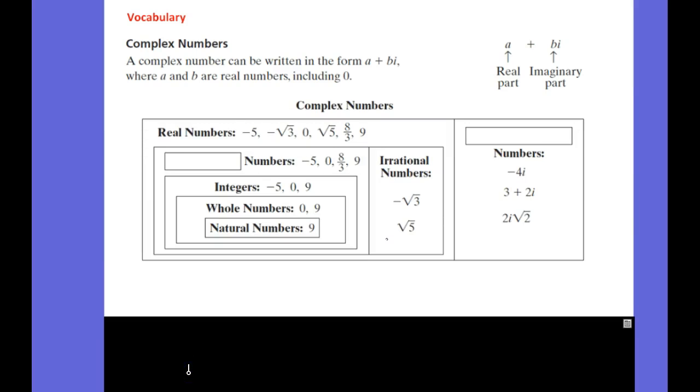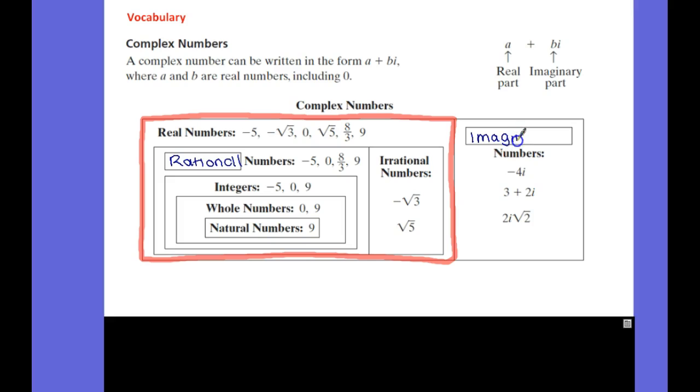So the complex number system, here's our old real number system over here. This is what we used to know. This is what we talked about in chapter 1. We talked about the real numbers, and then we had the rational numbers and the irrational numbers. Now, we're going to introduce the imaginary numbers, or the non-reals, as your calculator will tell you.